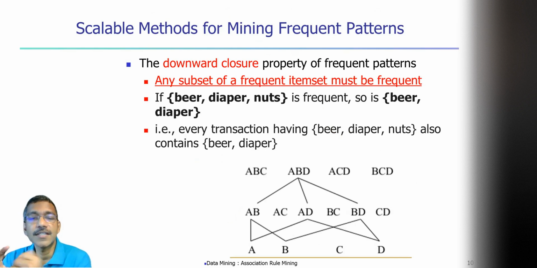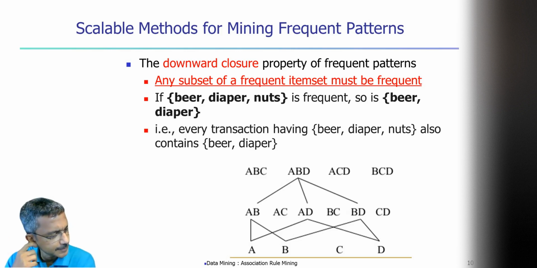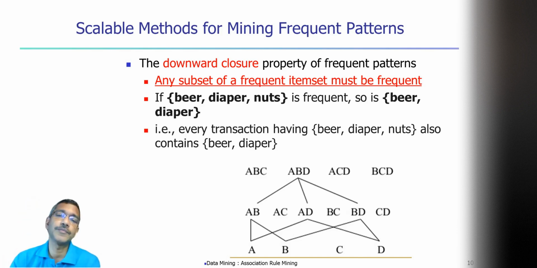What it says is, take this example of beer, diapers, and nuts, right? If we are going to have beer, diapers, and nuts as a frequent pattern, obviously beer and diaper should also be frequent, right? Let's take that example of 50%. We want beer and diaper to be more than 50% frequent. If beer and diaper is less than 50%, there is no possibility that beer, diaper, and nuts are going to be 50%, right? It's obviously going to go lower than what we have, or equal or lower, right?